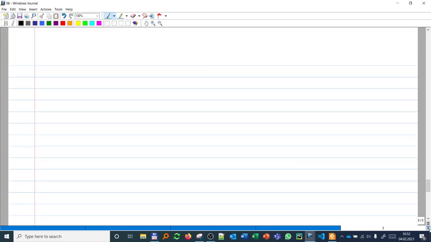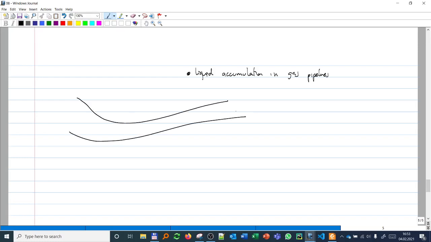Okay, then the last point is liquid accumulation in gas pipelines. Let's take a cross section of a gas pipe, and of course we assume it's not exactly horizontal, but usually we have some inclination. We have the gas flowing, with velocity Vg, and typically also some liquid coming with that gas, which can be condensate, some water, etc.